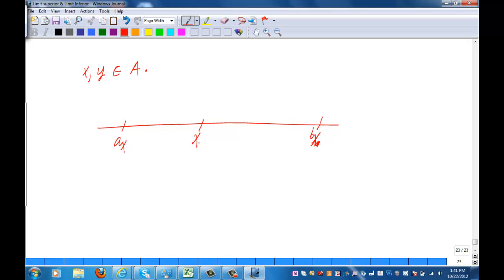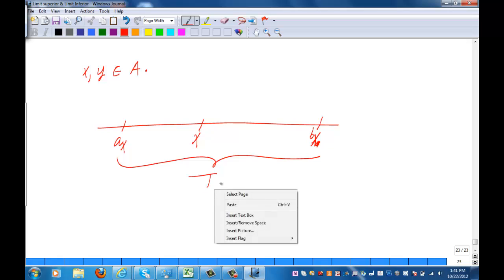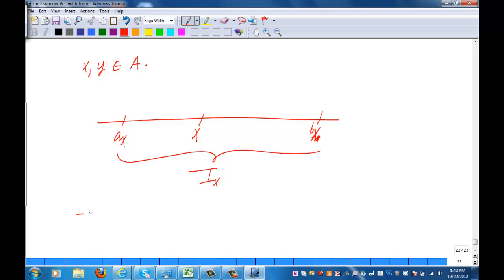So there are two cases. This is Ix, right? From here to here, that's Ix. So when I have x and y, there are two cases. Maybe y is inside of Ix, or y is not inside of Ix, right? So what I want to show is that there are two possibilities. Ix is the same as Iy, that's one possibility. Or Ix and Iy, they don't intersect at all.